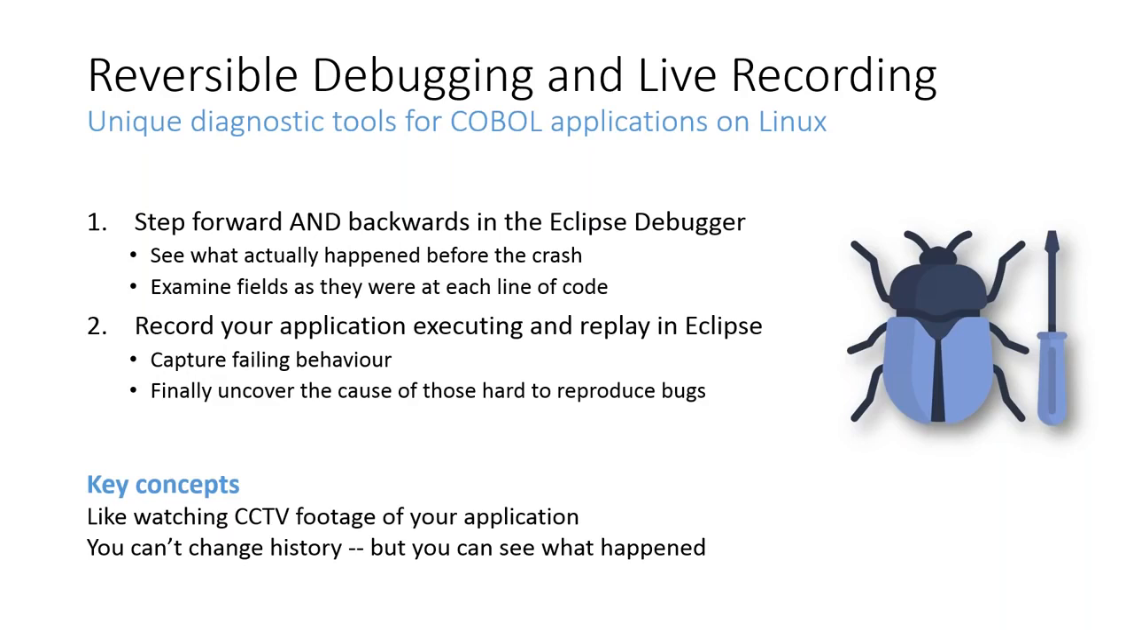So first and foremost, as a COBOL developer with applications running on a Linux platform and using our Eclipse debugger, you can not only step forward through code line by line, as we're all familiar with doing, but you can now also step backwards line by line, back through the execution of the code. And from each line of code that you execute, you can see the values that were in the fields of your working storage section at the time that line of code was executed. So you can go right back to the beginning of the program and see how you got to where you did in the point of execution.